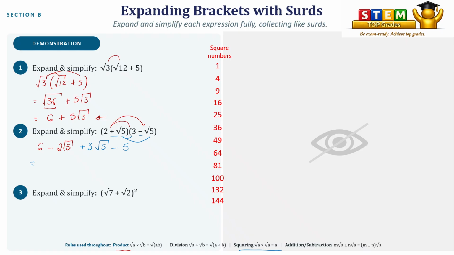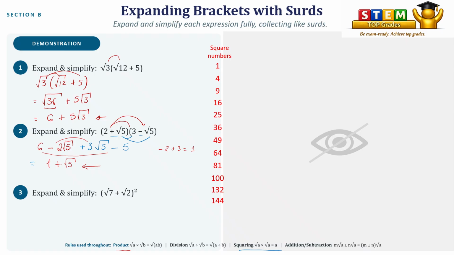Okay, and then the next line is going to be, we're going to combine like terms. So 6 minus 5, that's going to be 1. And minus 2 plus 3 gives you 1. We're not going to add the 1, because it becomes invisible. Some people would say plus 1 root 5, but we will just write root 5, which is a neater way of writing the answer.